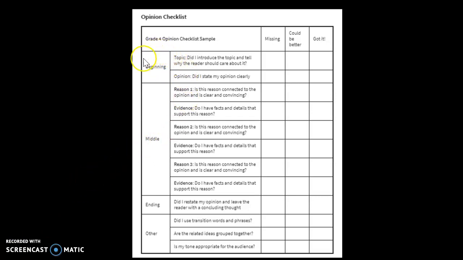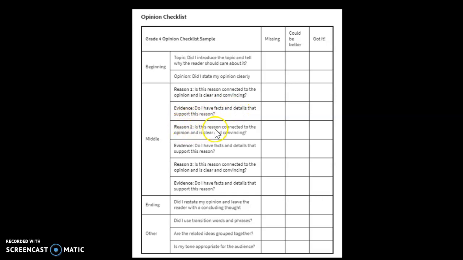We start with our beginning, our topic. Did I introduce the topic and tell why the reader should care about it? Opinion. Did I state my opinion clearly? The middle section. Reason 1. Is the reason connected to the opinion and is clear and convincing? Evidence. Do I have facts and details that support this reason?